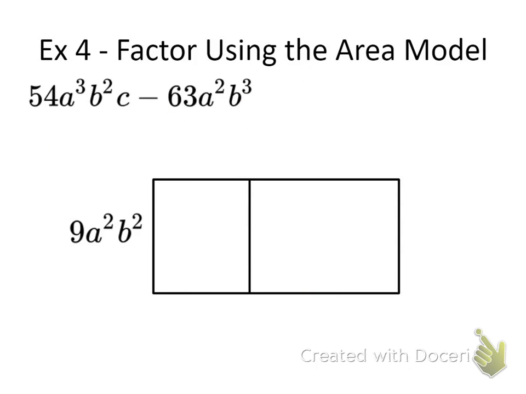Okay, let's take a look at this last one here. Go ahead and write this example problem down. So I have 54a cubed b squared c minus 63a squared b cubed. Sorry, I've been doing bad about putting that up where you guys can see it. And we have 9.